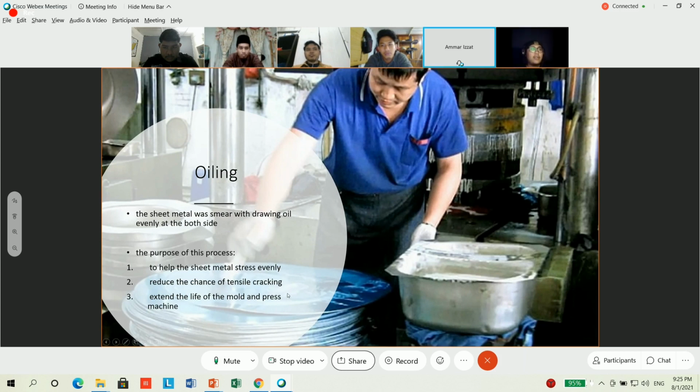The next process is oiling. The sheet metal is smeared with drawing oil evenly on both sides. The purpose of this process is to help the sheet metal stretch evenly. Second, reduce the chance of tensile cracking, and lastly, extend the life of the mold and press machine.